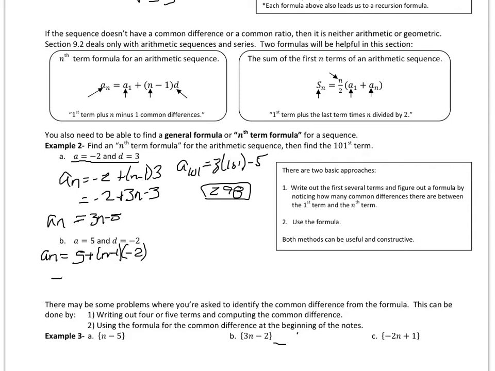All right, so we distribute that negative 2, and we get 5 minus 2n plus 2. So our formula is a sub n equals negative 2n plus 7. Now again, if we want the 101st term, we have negative 2 times 101 plus 7. Negative 2 times 101 is negative 202, plus 7 is negative 195. There's your 101st term right there.